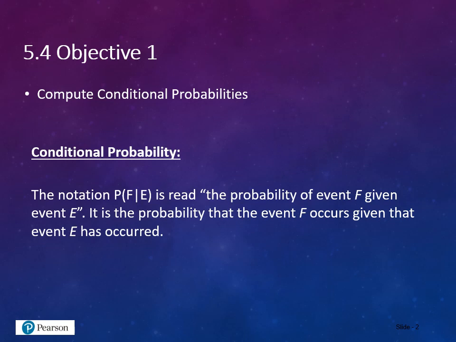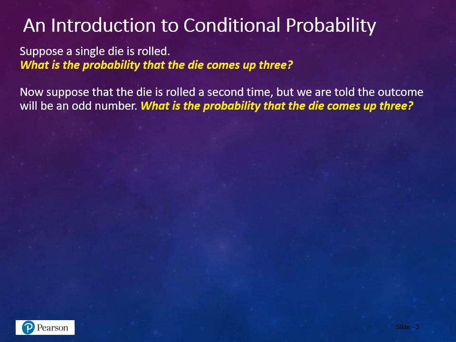A conditional probability uses the notation P(F|E) and is read as the probability of event F given event E. It is the probability that the event F occurs given that event E has already occurred. So we're looking for the probability that F will occur knowing that E has already occurred. So let's look at an example.